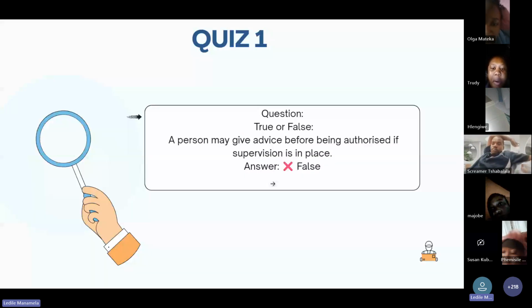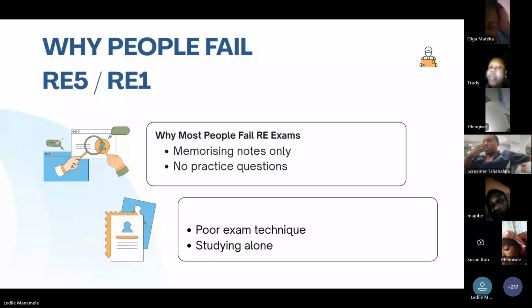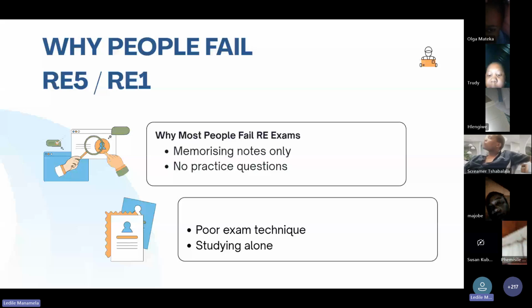And also not being able to eliminate some of the answers that they see. For example, they give you 4 options. When they give you 4 options, you have to eliminate the obvious wrong answers. Then maybe you'll be left with 2 or 3. That's when you'll know which one you think is the closest to the correct, accurate answer.